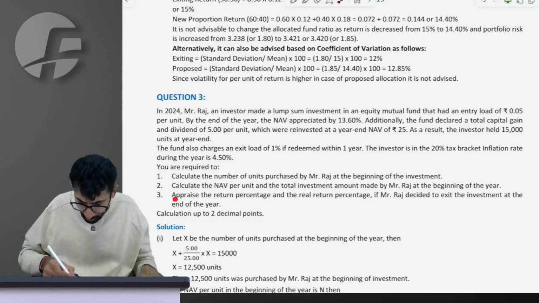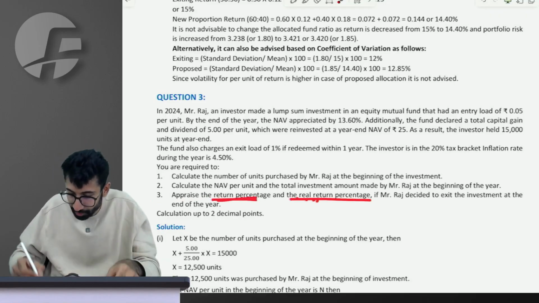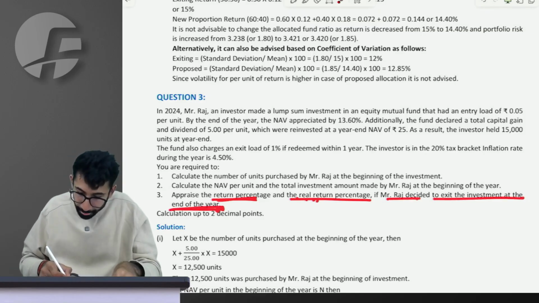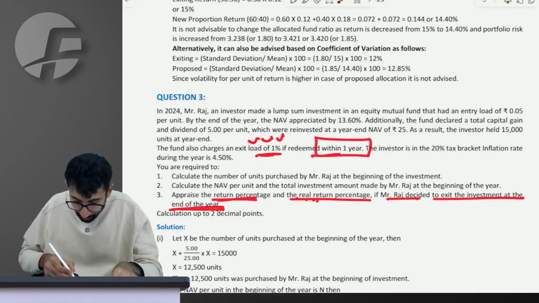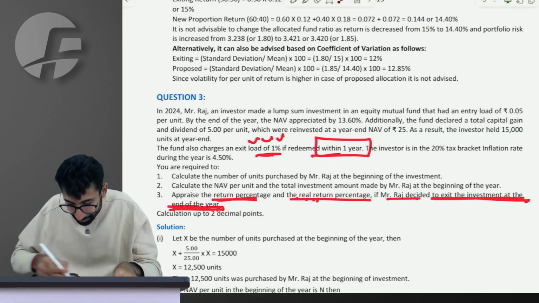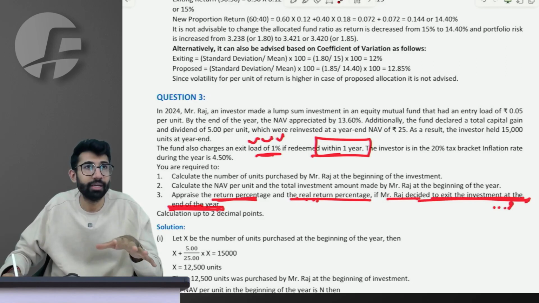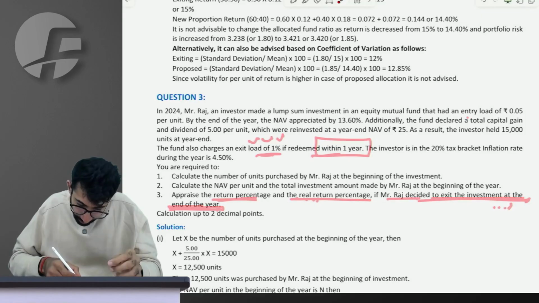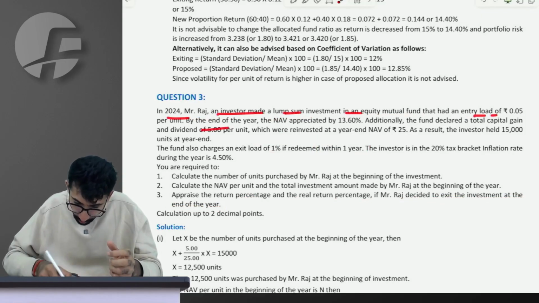Third, appraise the return percentage and the real term percentage. Sir, what is my overall return? And in real terms, what is the return? If Mr. Raj decide to exit the investment at the end of the year, sir, please remember, if you sell within a year, then there is an exit load as well. They are asking you to redeem at the end of the year. I mean, the language is not really clear. If it is redeemed within a year, right? 1 second. They have given us the information regarding.